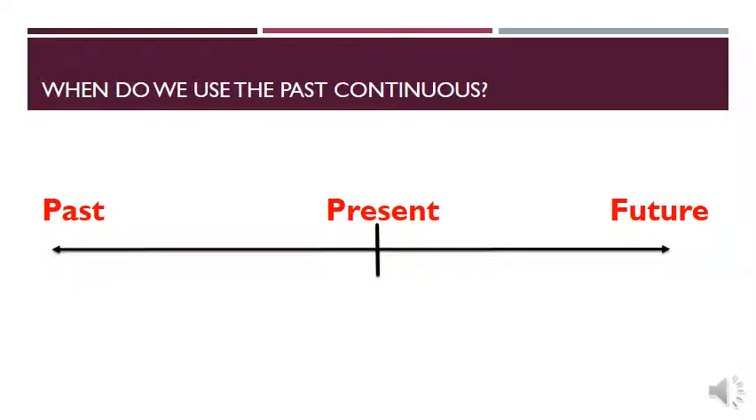When do we use the past continuous? Now, can you look at the timeline? It starts with the past, present, future. The past action means the action that happened in the past, a completed action. The present action means now, at the moment of speaking. And the future action is the action that will happen in the future.